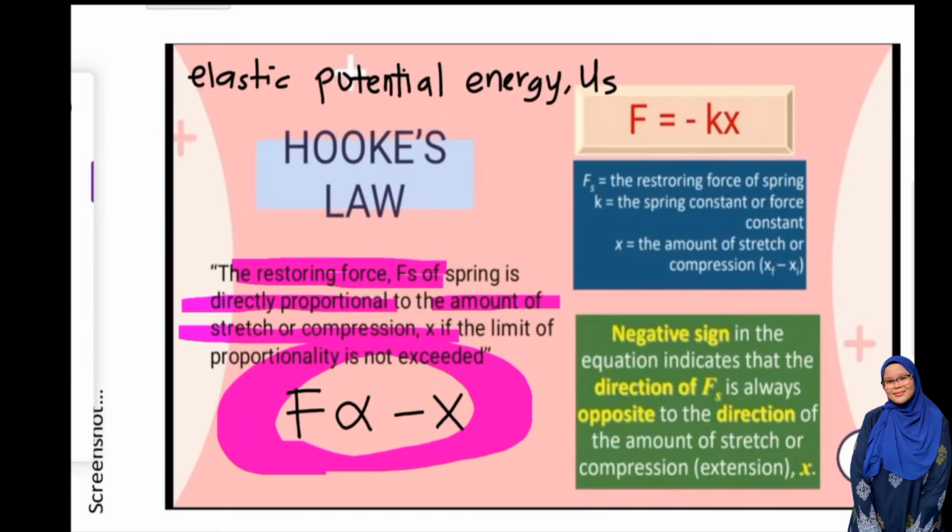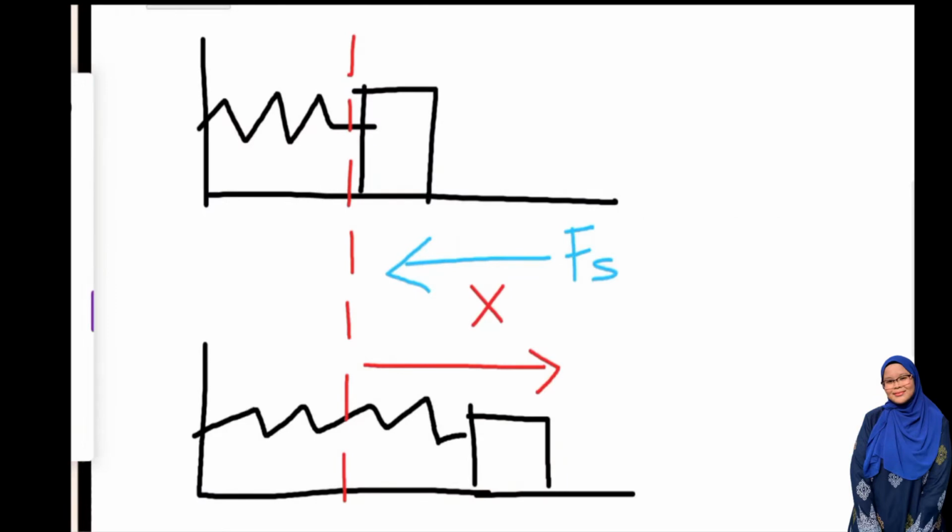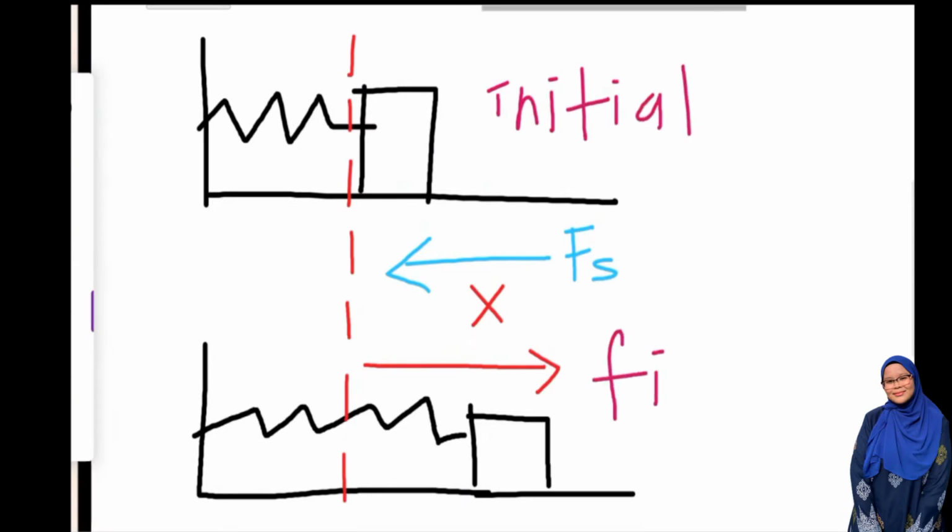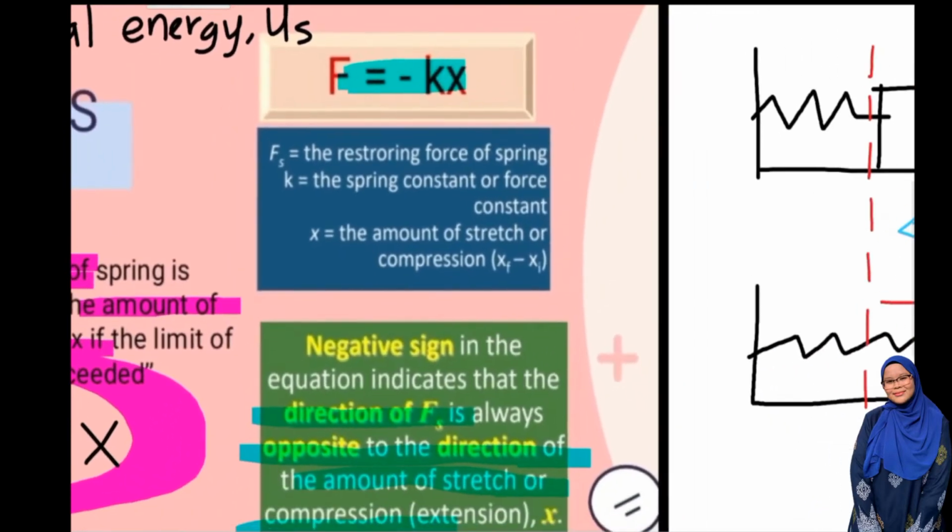So okay, from the Hooke's law, we can get the equation is Fs is equal to negative Kx, which is Fs is the restoring force, K is the spring constant, and X is the amount of stretch or compression. The negative sign indicates that direction of Fs is opposite the direction of the amount of stretch or compression. So maksudnya, contohnya when we have initial condition right here, and this is final condition. Okay, initial and final. Okay, so contohnya when elongation is to the right, so the restoring force is to the left. So that is why the equation have negative.